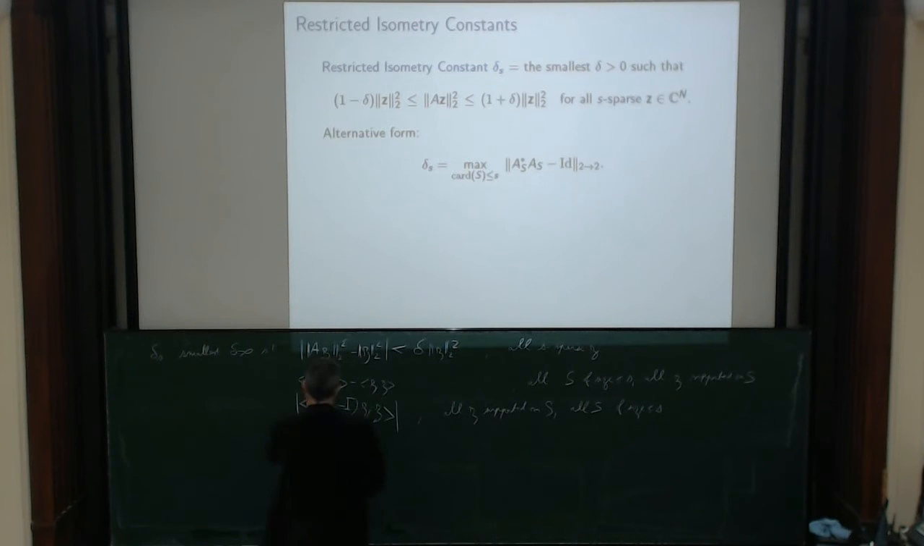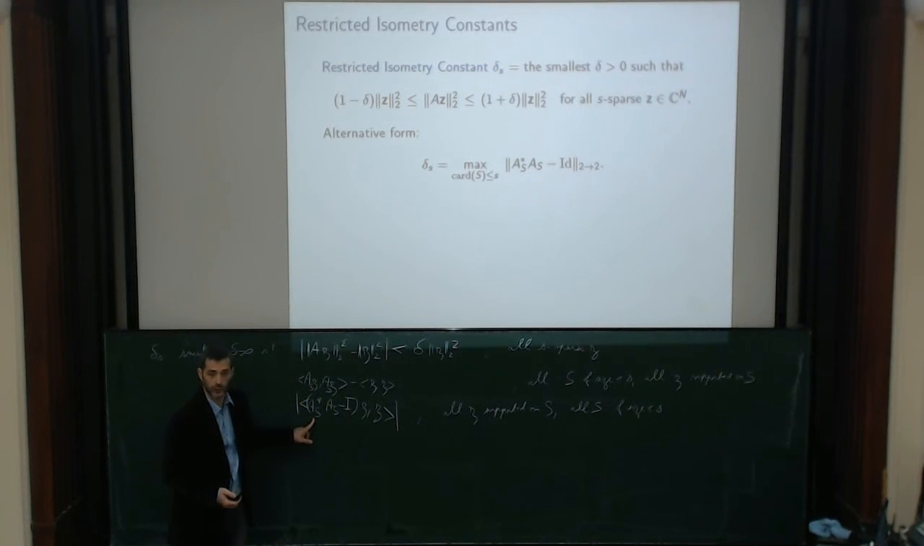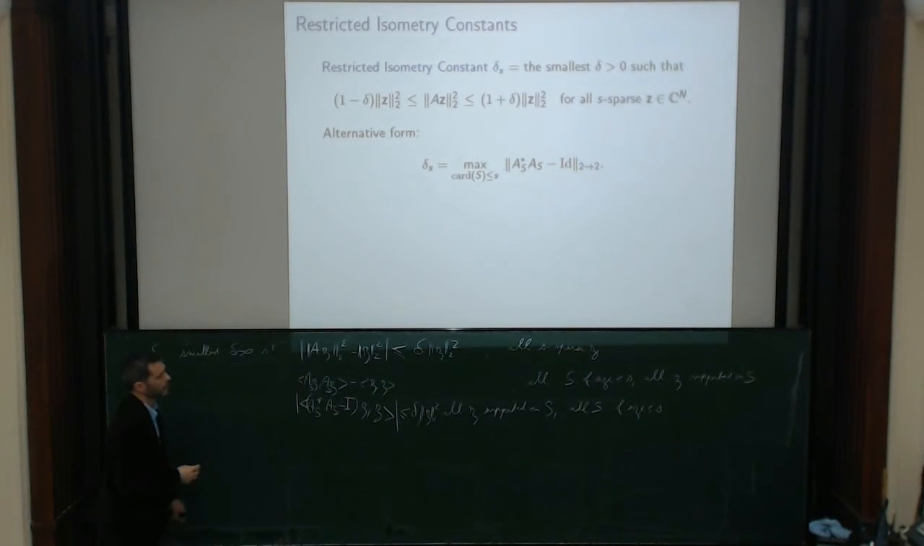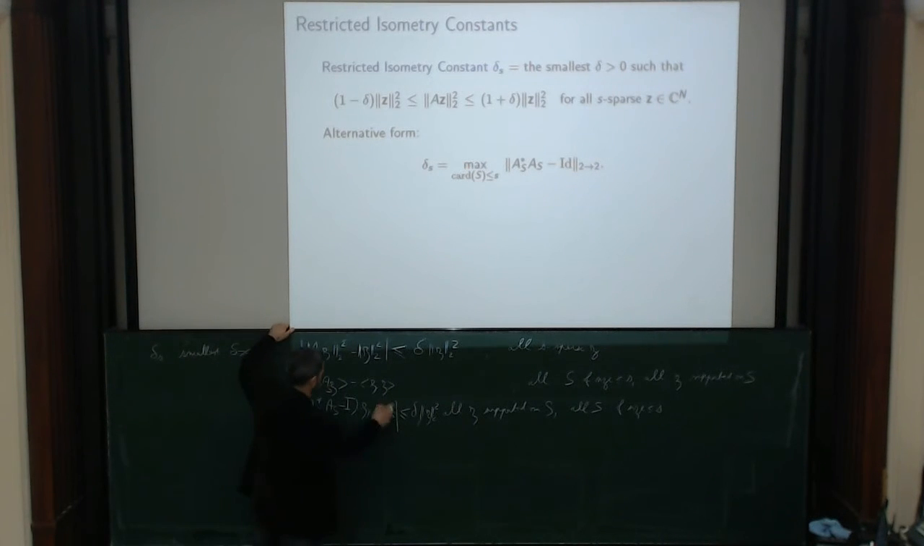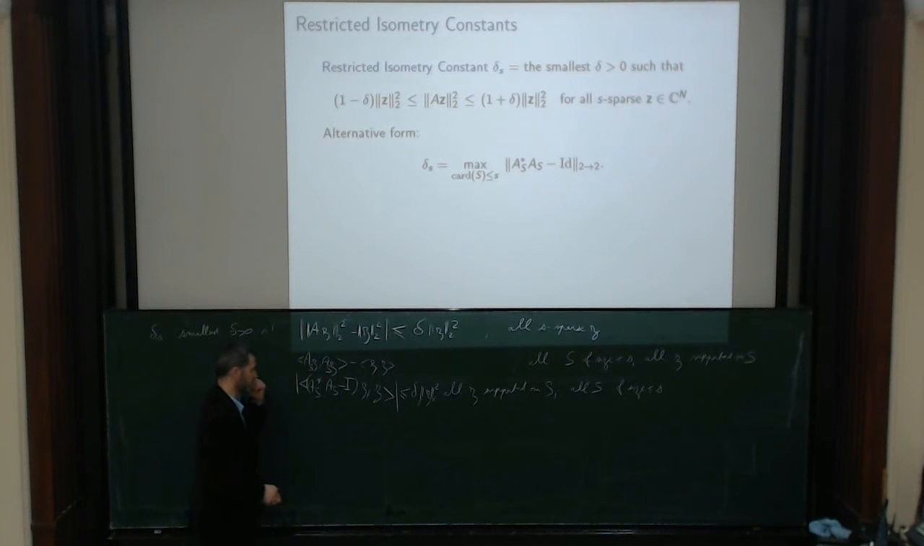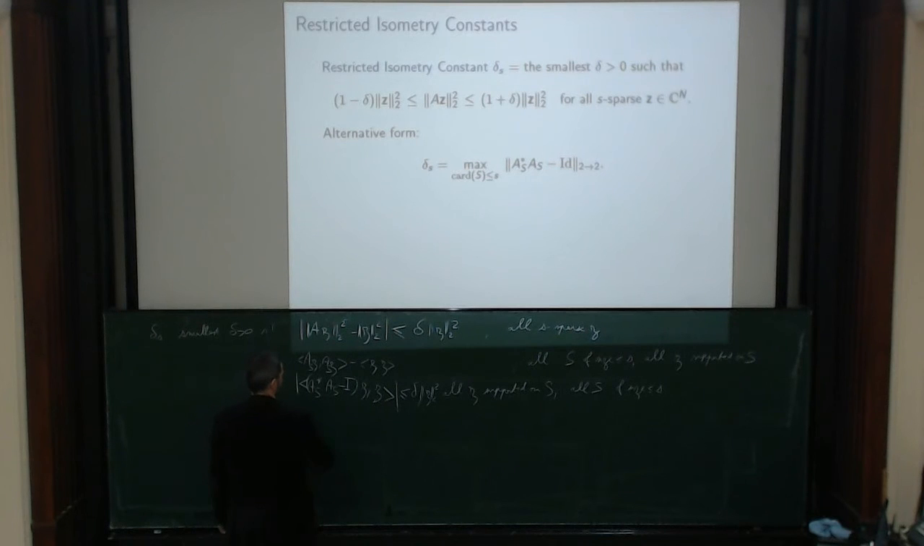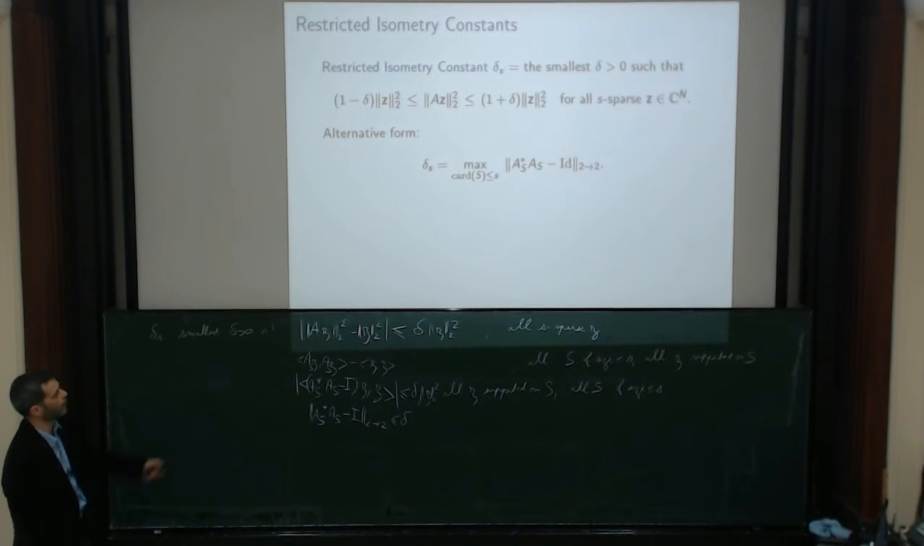If you look at this, this is a Hermitian, self-adjoint matrix, and I want the maximum to be smaller than delta times the norm of Z squared. Maybe you can normalize Z to have norm 1 if you want, and then the maximum over all normalized Z is the operator norm of this matrix from L2 to L2. So what is the smallest delta S such that this will be true? Here that tells me that I want the operator norm of A_S star A_S minus the identity to be less than delta. What is the smallest delta for which that will be satisfied for all S? It's exactly what I wrote.